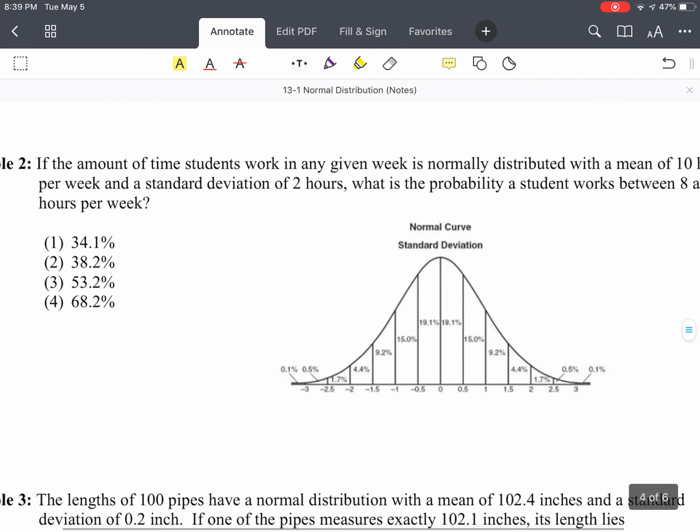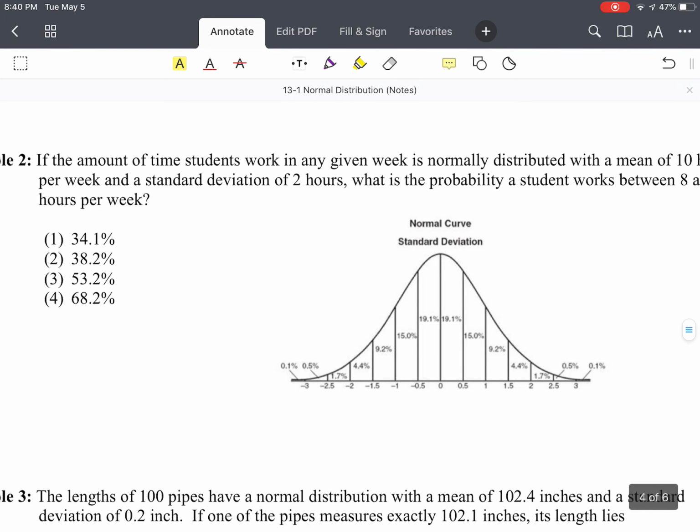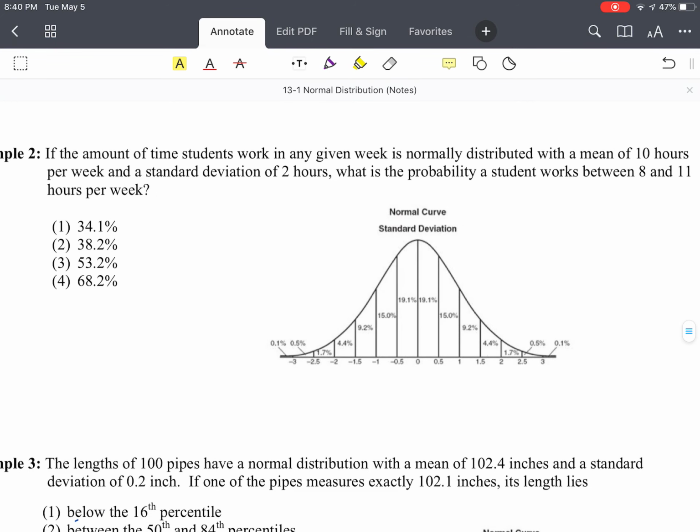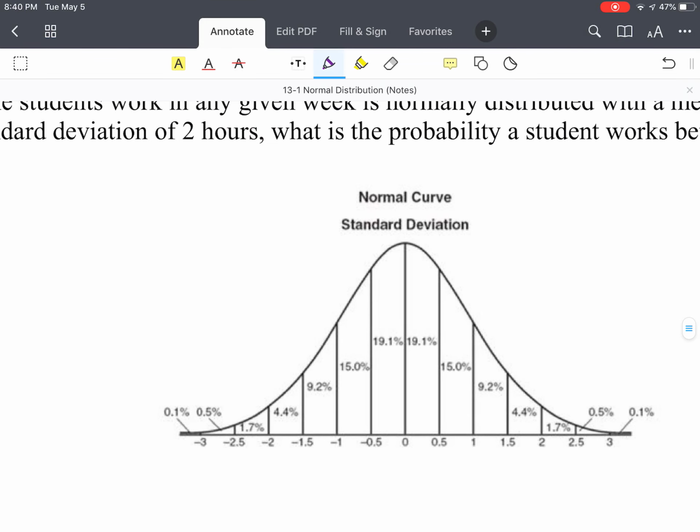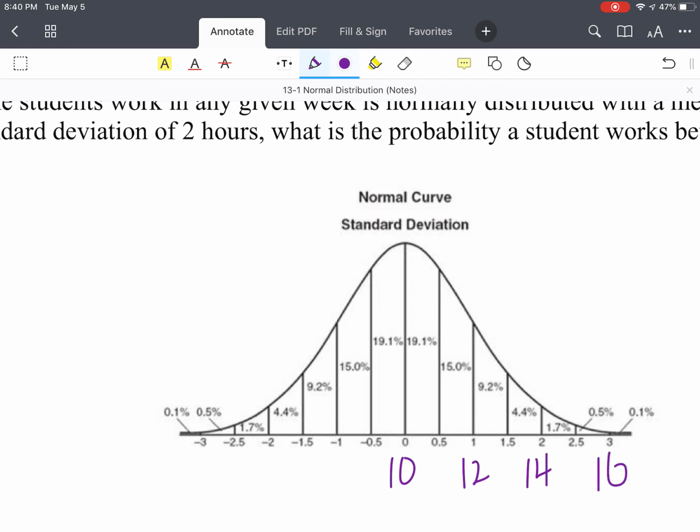Okay. Number 2. If the amount of time students work in any given week is normally distributed with a mean of 10 hours per week and a standard deviation of 2 hours, what is the probability a student works between 8 and 11 hours per week? Okay, so we're talking about like a job that a student has. The mean that students work is 10 hours. So let's put that in. And the standard deviation is 2. So I would add 2 to get to the 1. I would add 2 more to get to the 2, and I would add 2 more to get to the 3. And then let's go backwards. From 10, I'm going to minus 2, minus 2, minus 2.